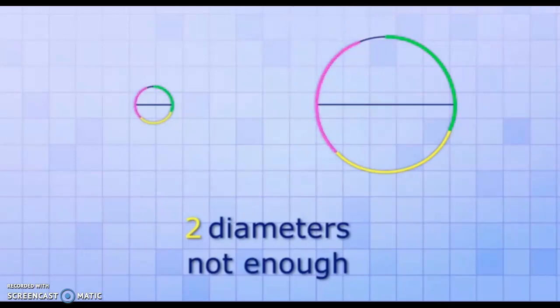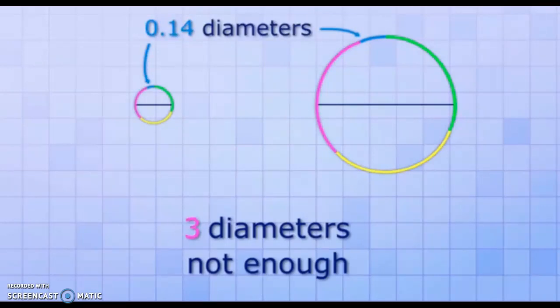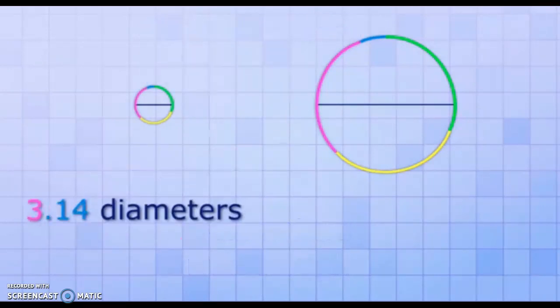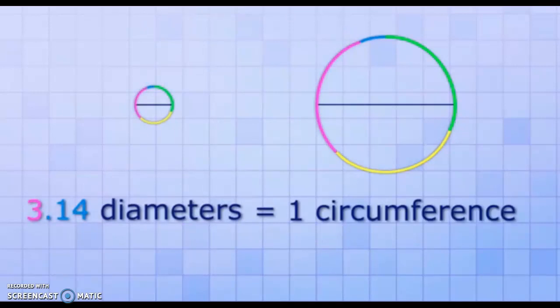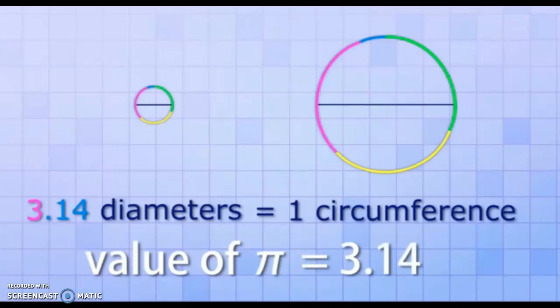Oh, so close. Three diameters is almost enough, but it looks like we're going to need just a little bit more to form a full circumference. That little bit more turns out to be about 0.14 diameters. That means that it takes 3.14 diameters to equal 1 circumference for any circle, big or small. So the value of pi is always 3.14.